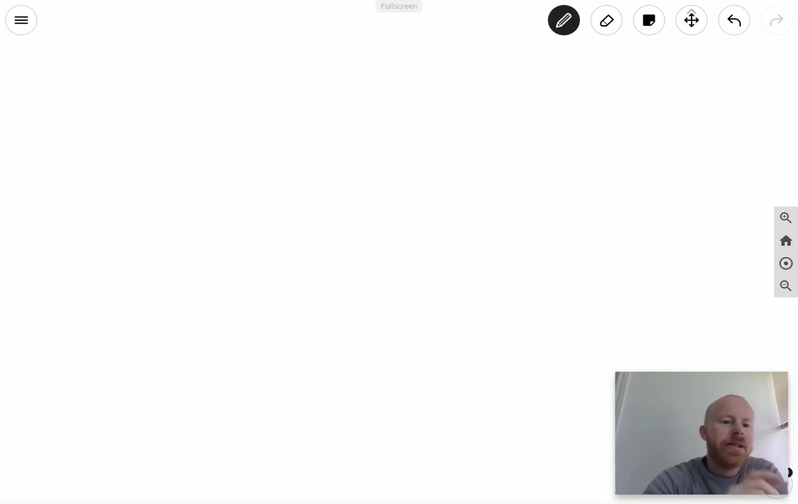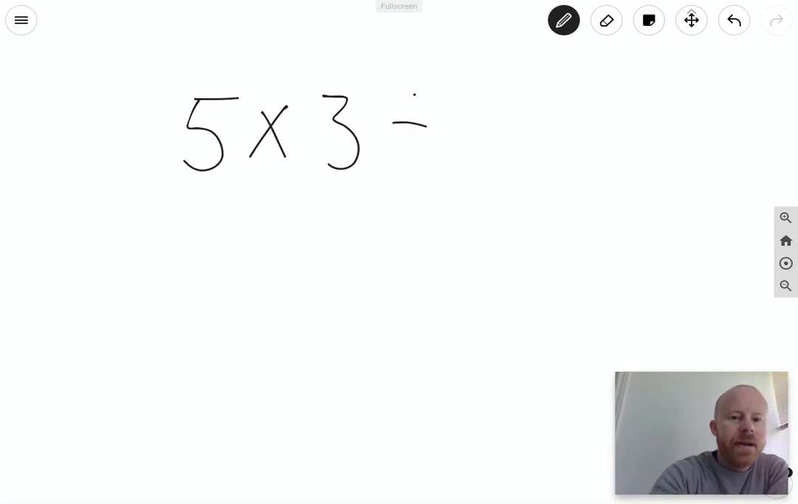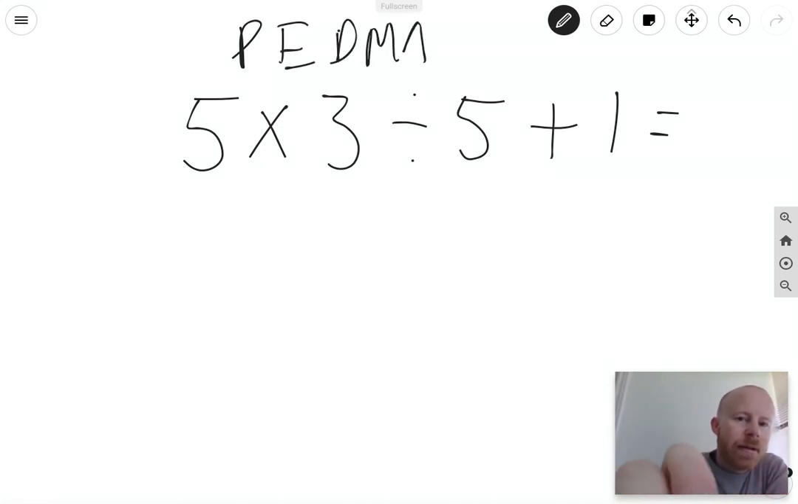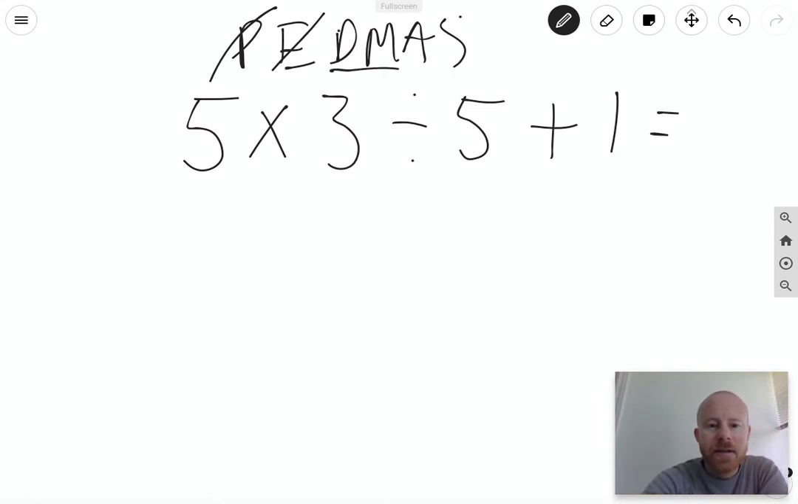So let's do 3 operations. So I got 5 times 3 divided by 5 plus 1. So now we have 3 operations. Now with PEMDAS, or PEDMAS, I like PEDMAS, we have no parentheses right now. All right, so we don't have to worry about that, no exponents. We do have a division and a multiplication. Now, we do from left to right, and then we have an addition.